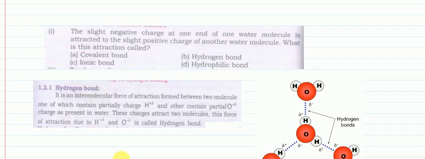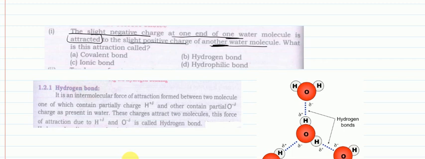MCQ number 1: the slight negative charge at one end of one water molecule is attracted to the slight positive charge of another water molecule. What is this attraction called? You have to notice these points which we have to focus on, and I underline these points, right? So what is this attraction called?